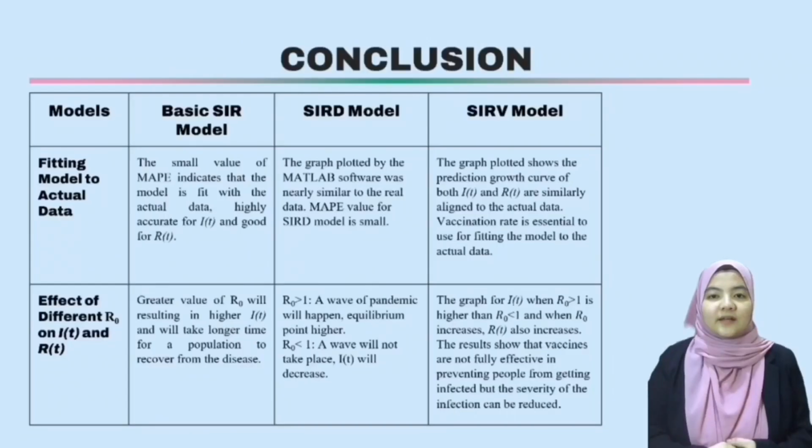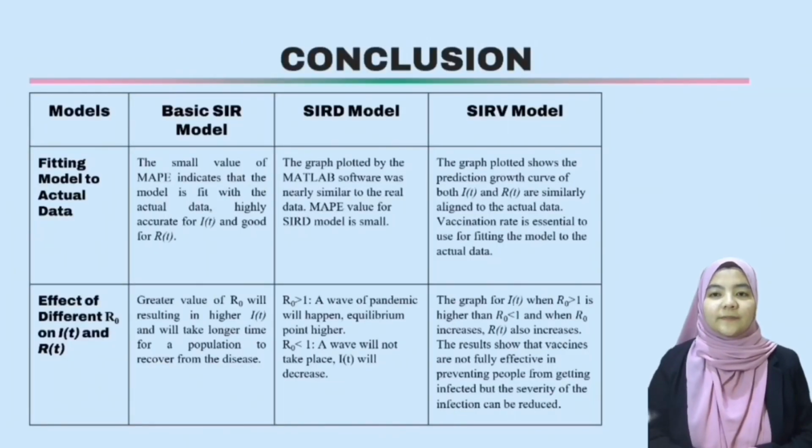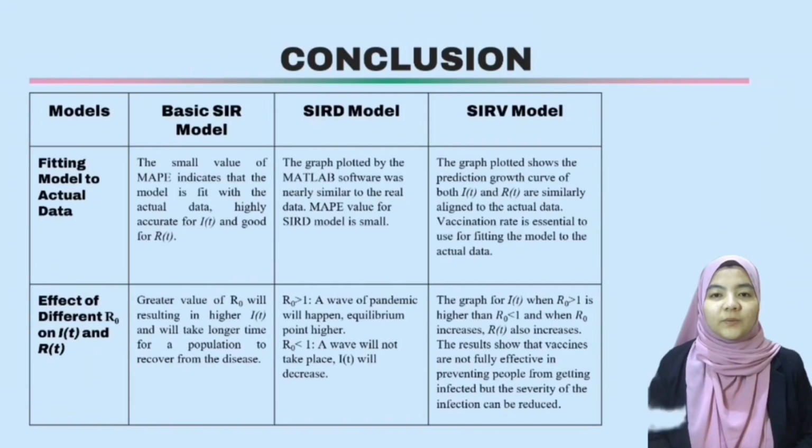The main purpose of this study is to observe the behavior of the COVID-19 outbreak with different types of SIR compartment model. Based on the result, it can be concluded that the basic SIR model and SIRD model can be used for forecasting future cases as the mean absolute percentage error value is small. However, the basic SIR model may be useful at the beginning of the pandemic only, as the variables that may affect the spreading, such as vaccination, have not yet been applied.